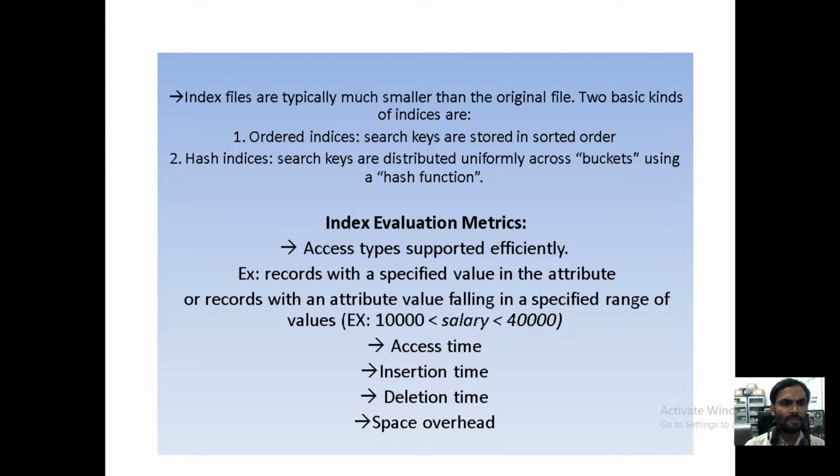The basic kinds of index files are the ordered index and the hash index. Under ordered indices, the search keys are stored in sorted order. Coming to the hash index, the search keys are distributed uniformly across buckets.